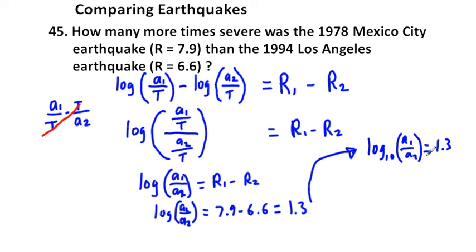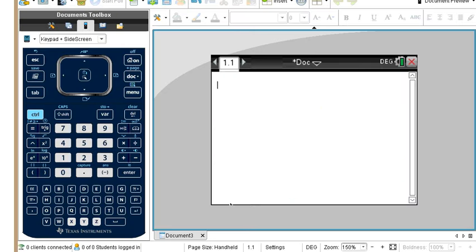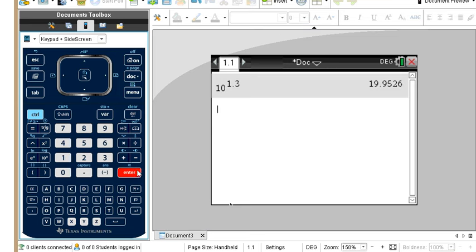Now, can we write this as an exponential equation? Yes, we can. The base of the logarithm becomes the base of the exponent. So we have 10 to the power of 1.3 is equal to the ratio of a sub 1 to a sub 2. And so we have 10 to the power of 1.3. So you go to our calculator, we put in 10 to the power of 1.3, and we get 19.95.